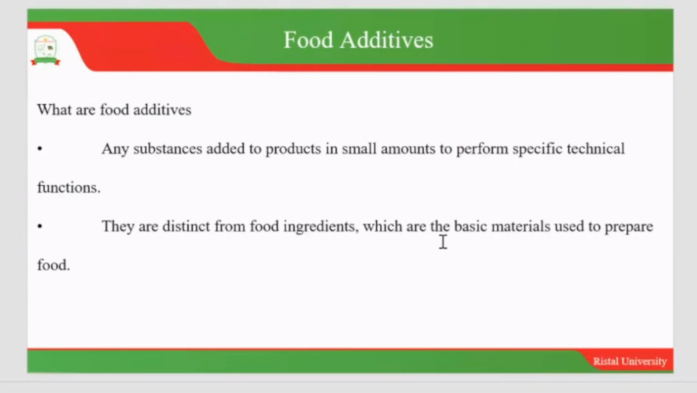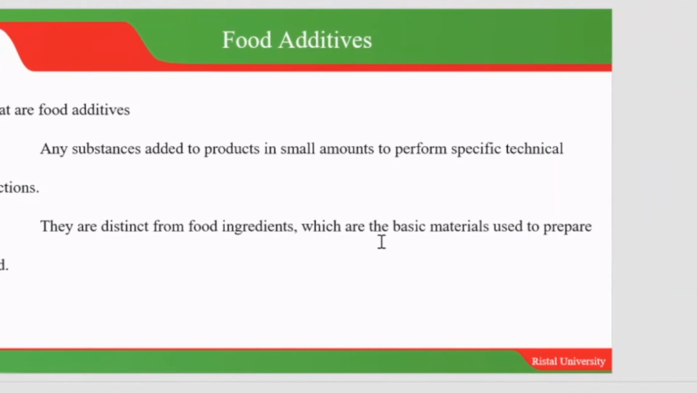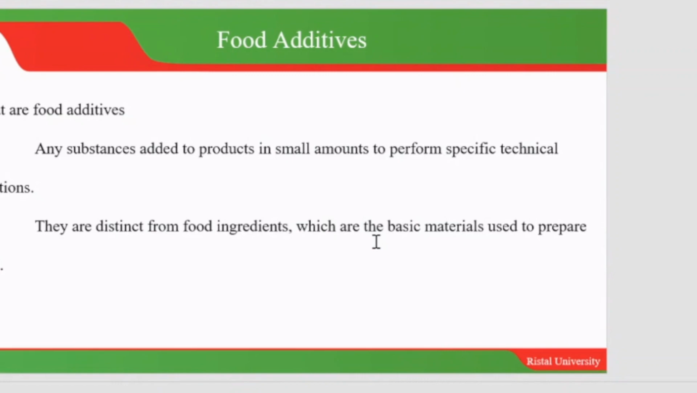All right, so to begin, we are saying that food additives are substances that are added to our products in small quantities or small amounts that perform a specific technical function. And we'll see a number of functions depending on which additive is being added. We are saying these are distinct from food ingredients, which are basic materials used to prepare the food. I hope that one comes in a little bit clearly.